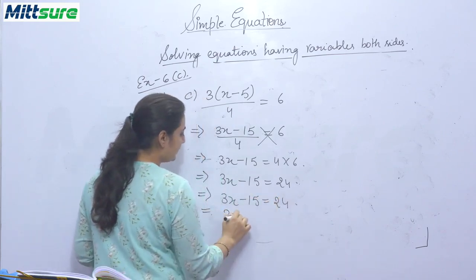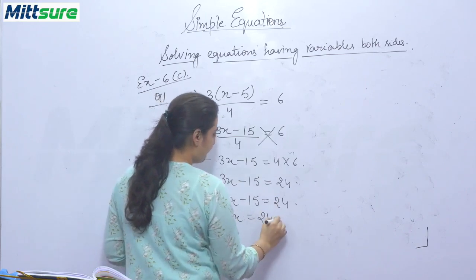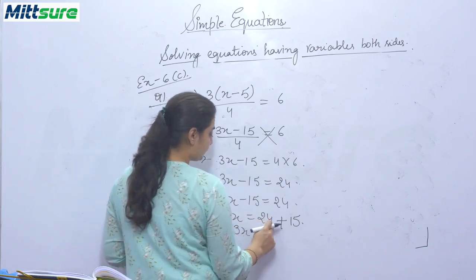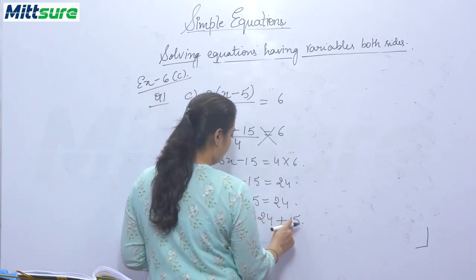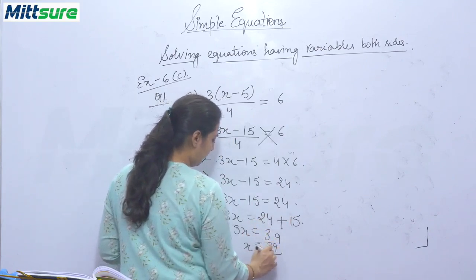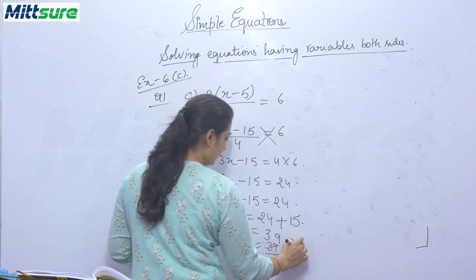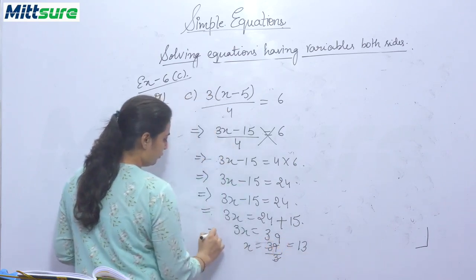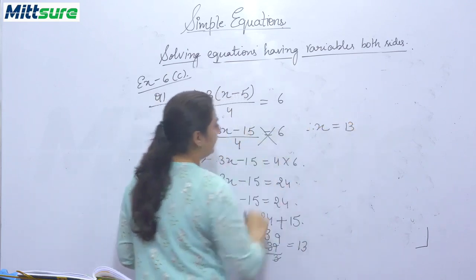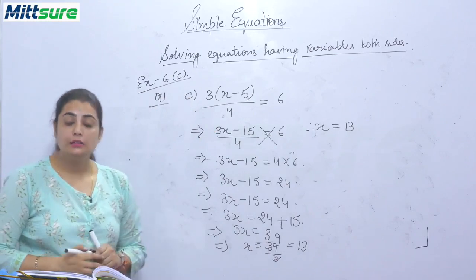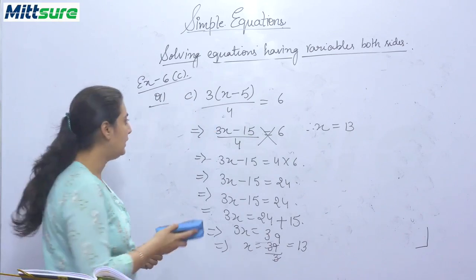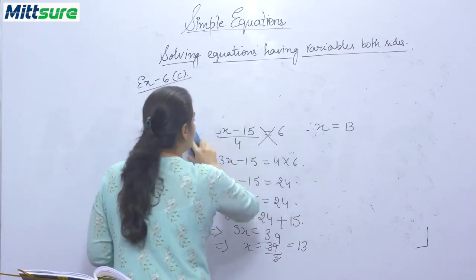That is 3x equals 24 plus 15. So 3x is equal to 39, x is equal to 39 upon 3, that is 13. So, the value of x, therefore, is equal to 13. This is how you can calculate the solution for the equation. Now, I will be taking question number 1, part E.